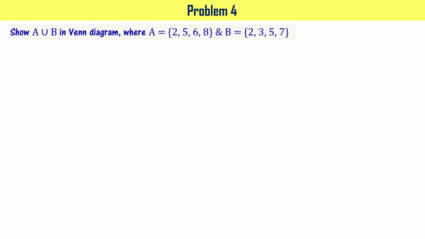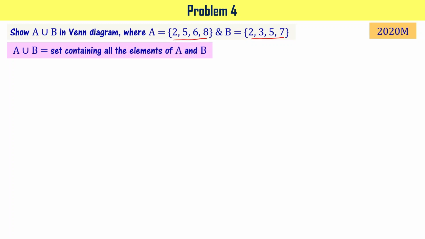Next problem is problem number 4. Show A union B in Venn diagram where A is the set containing elements 2, 5, 6, 8 and B is the set containing elements 2, 3, 5 and 7. We have to find A union B and show it in Venn diagram. This is from year 2020 model paper. A union B is the set containing all the elements of A and B.